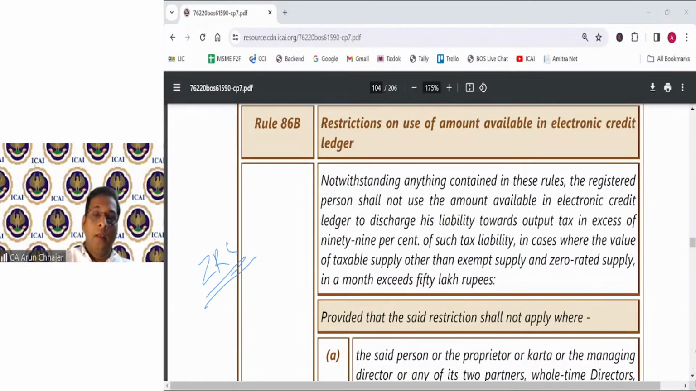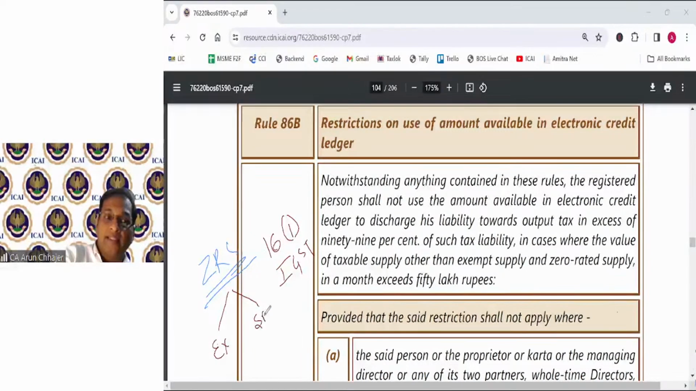No. The word zero rated supply has been defined in GST. There are only two supplies which are called zero rated, as per section 16 subsection 1 of the IGST Act. It says that zero rated supply means export and supply to the SEZ unit or developer.